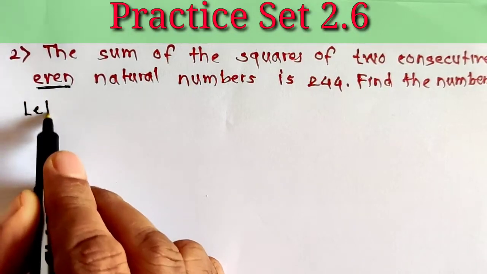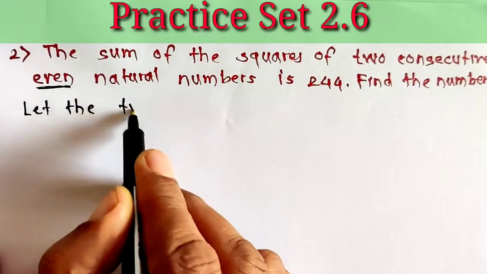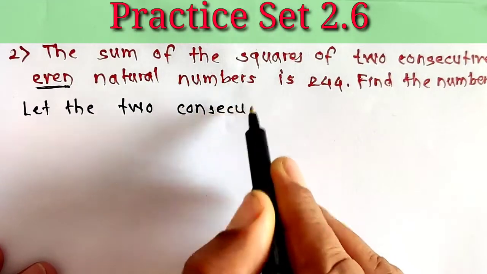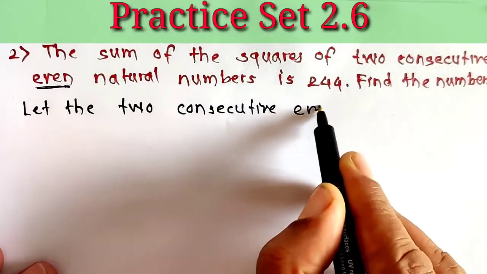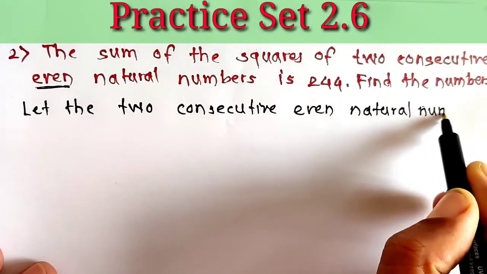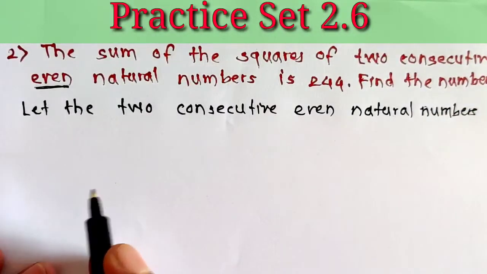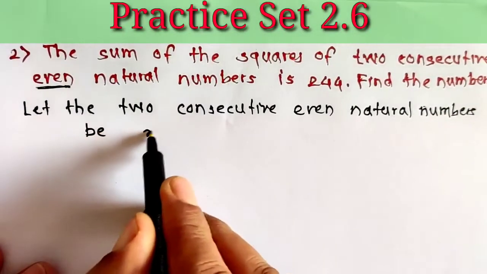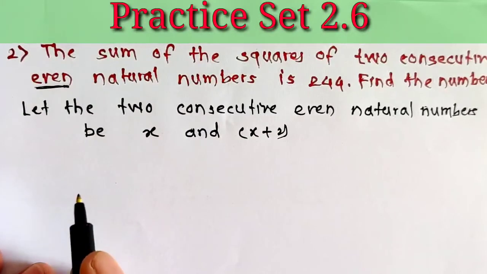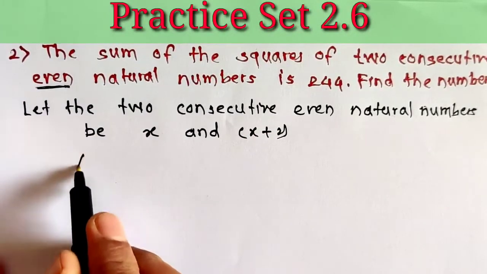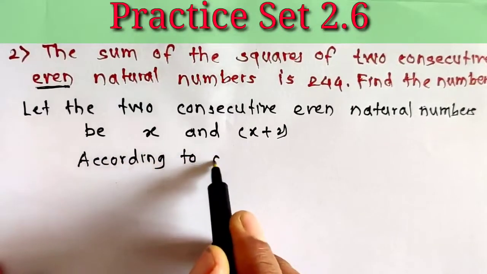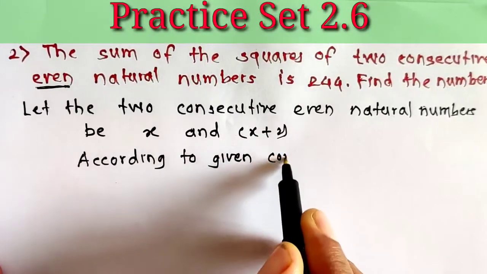So let the two consecutive even natural numbers be x and x plus 2. Now according to the given condition, so what is that condition?